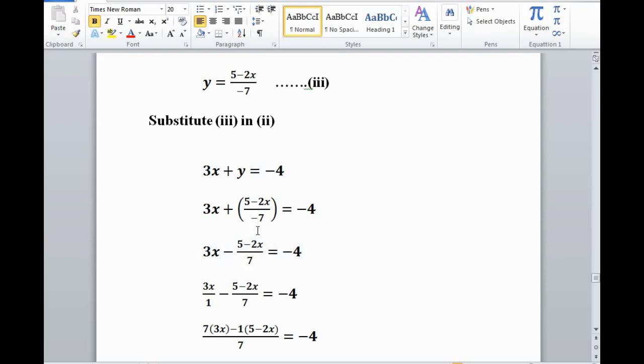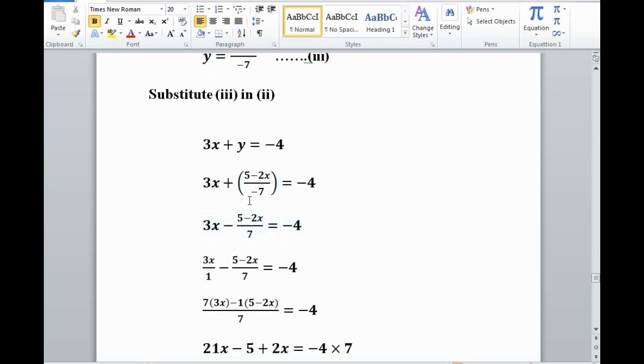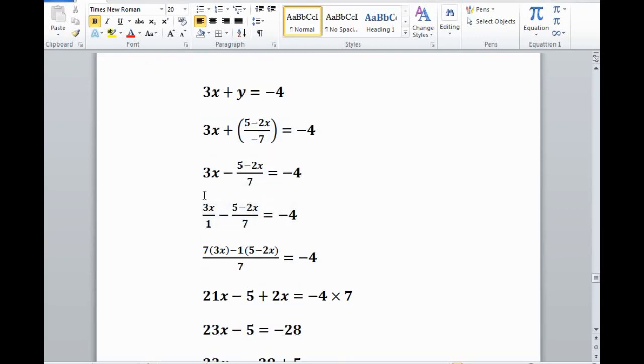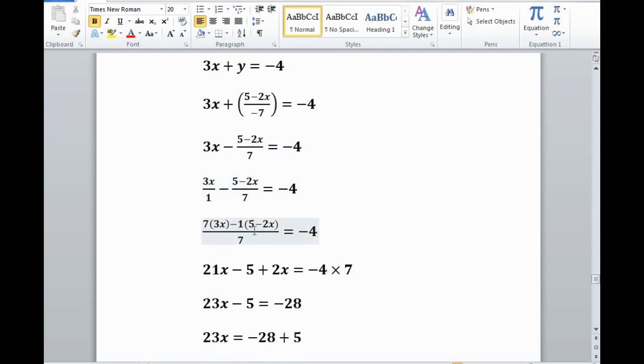And now let's simplify. I'm going to multiply this negative sign, which is with this denominator 7, with this positive sign. So minus multiplied by plus is minus, 3x minus 5 minus 2x upon 7 equals negative 4. We can also write this term 3x as 3x upon 1. And now I'm going to take the LCM of the denominators 7 and 1, which is 7.